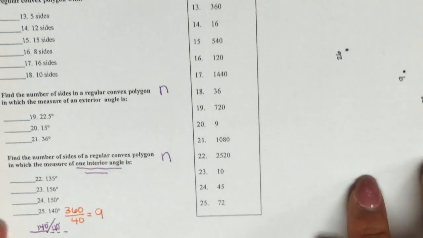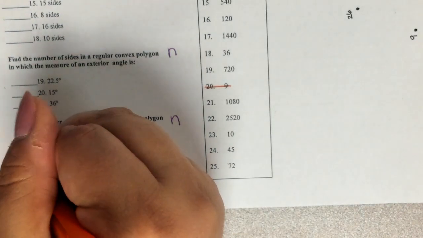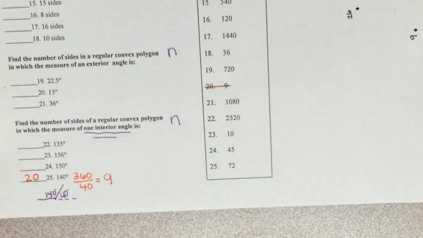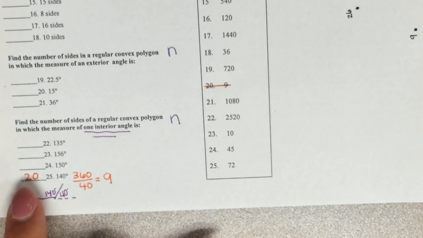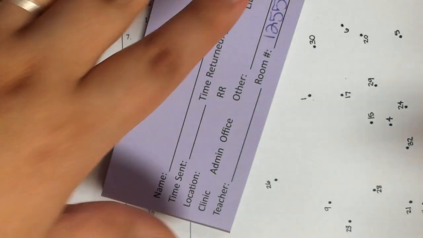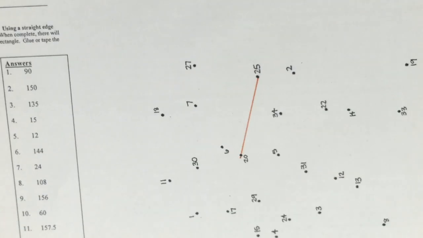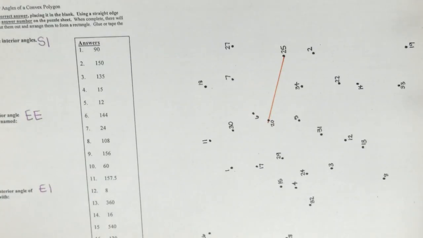Where do you see 9 on this paper? So everybody, scratch out 20, and I want you to put 20 in this blank. Now watch. You are going to connect 20 to 25. Connect the number 20 to 25. So 20 is going to connect to 25. What's my polygon there? Okay. What questions do I have?